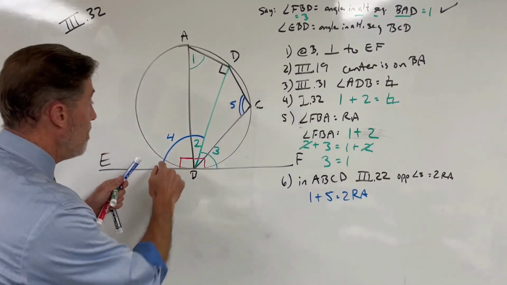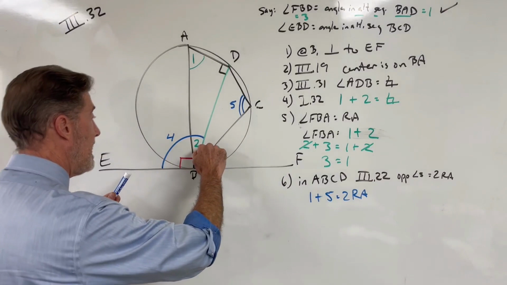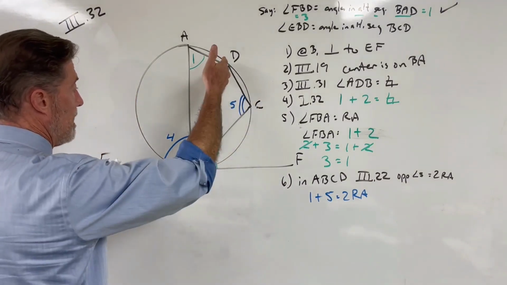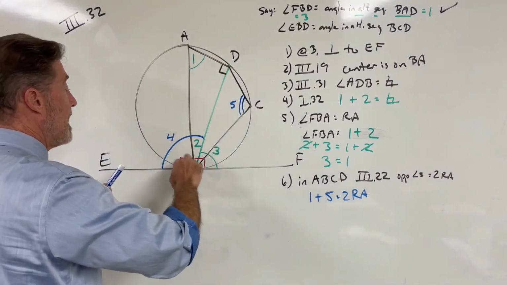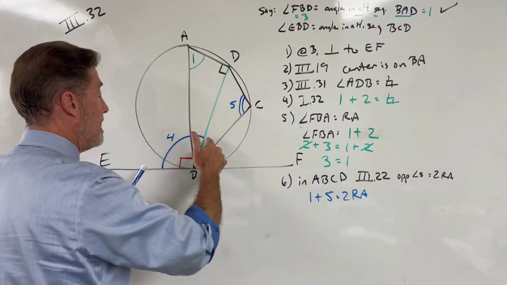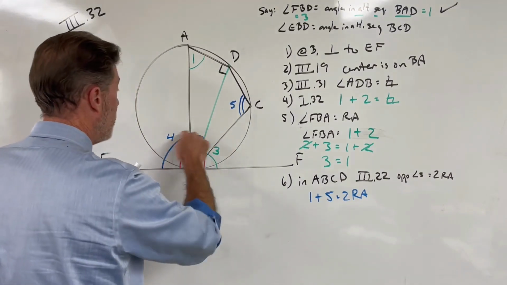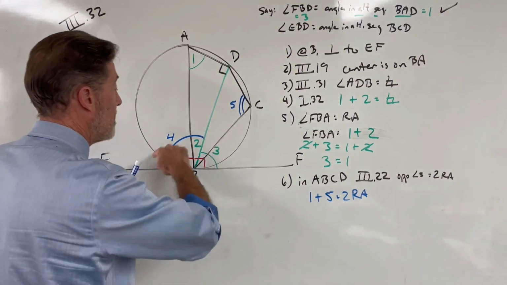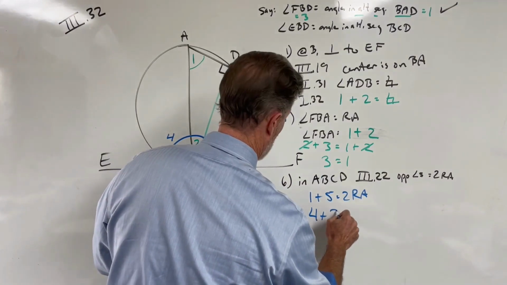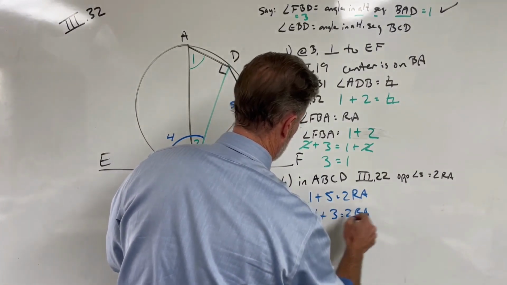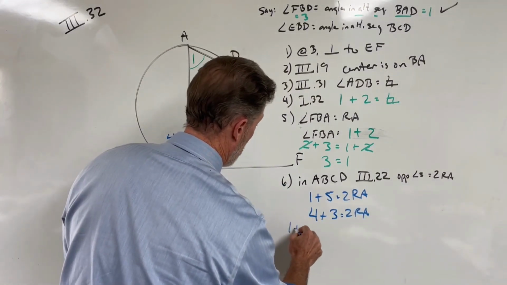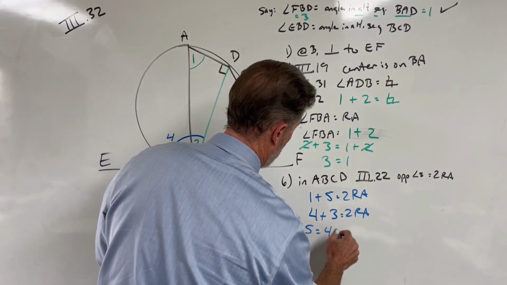But we also know if we look at angle 4 and angle 3, that a straight line set upon a straight line makes the adjacent angles equal to 2 right angles. So angle 4 and angle 3 taken together give us a straight angle. So we can say angle 4 plus angle 3 equal 2 right angles. So two things equal to the same thing are equal to each other, therefore 1 plus 5 is equal to 4 plus 3.